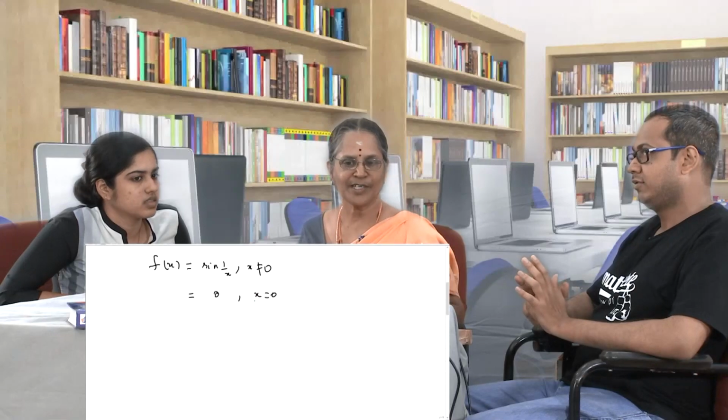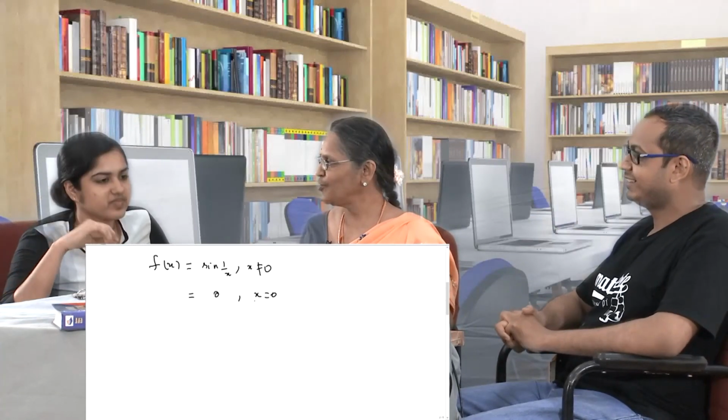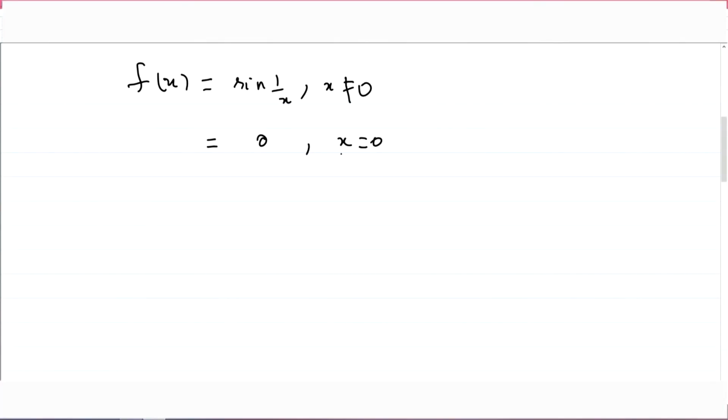So, we have discussed in detail this example of a function f of x which is sin 1 by x for x not equal to 0 and it is equal to 0 when x is equal to 0. Have we not discussed this? This function is continuous everywhere except at the point 0. If you plot the graph of this function f of x, what does it show? It shows that it satisfies the intermediate value property. So, here is an example of a function which has the intermediate value property but is not continuous.